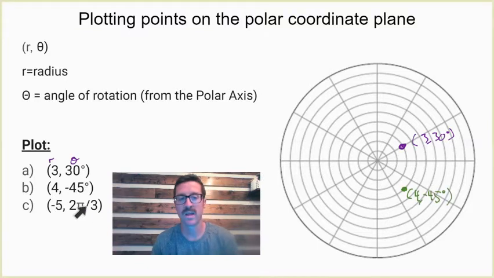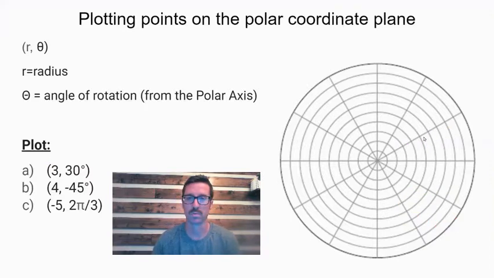Our last point that I'm going to plot in red, we can use our angle of rotation in radians. So now we're going to do 2 pi over 3. If you're not familiar with what that is, that's going to be 120 degrees. But then a negative radius. Let's see what that looks like. So 120 degrees would be right there. That would be our theta right there. Now, the only thing that's going to change with that negative radius is that instead of going 5 units this way, we're going to go 5 units this way. So 1, 2, 3, 4, 5. That point right there is going to be negative 5, comma, 2 pi over 3. So that's how to plot points on the polar plane.